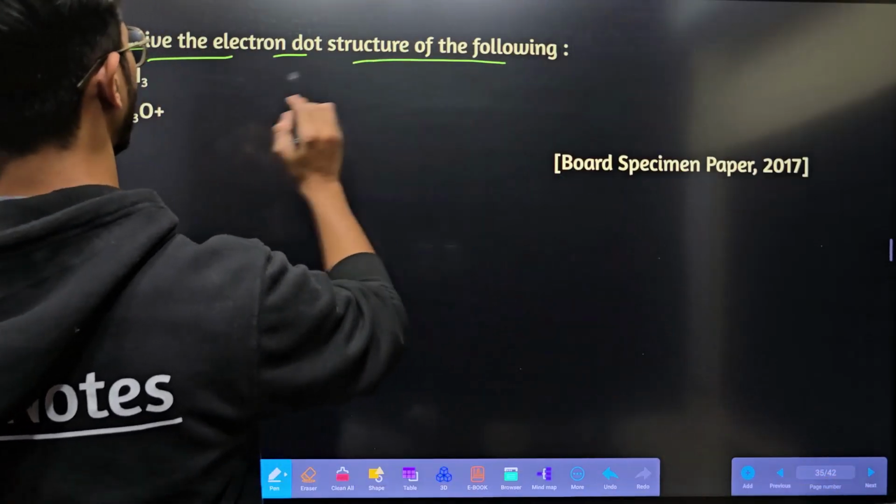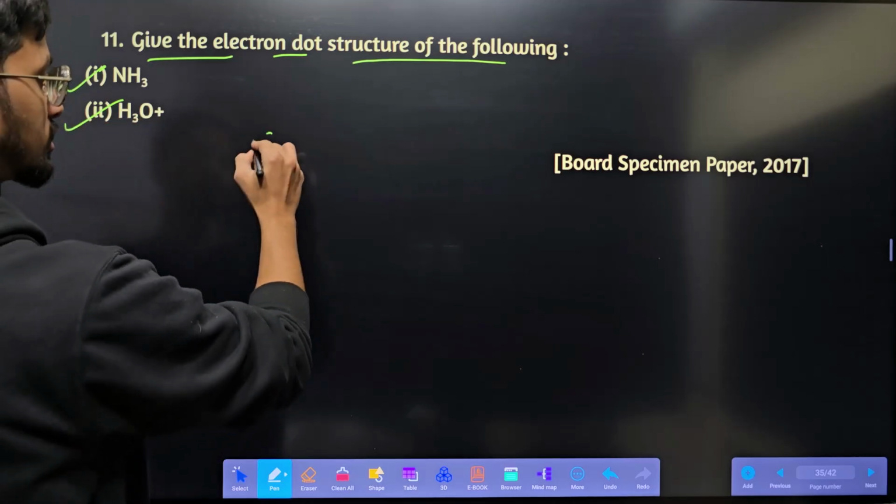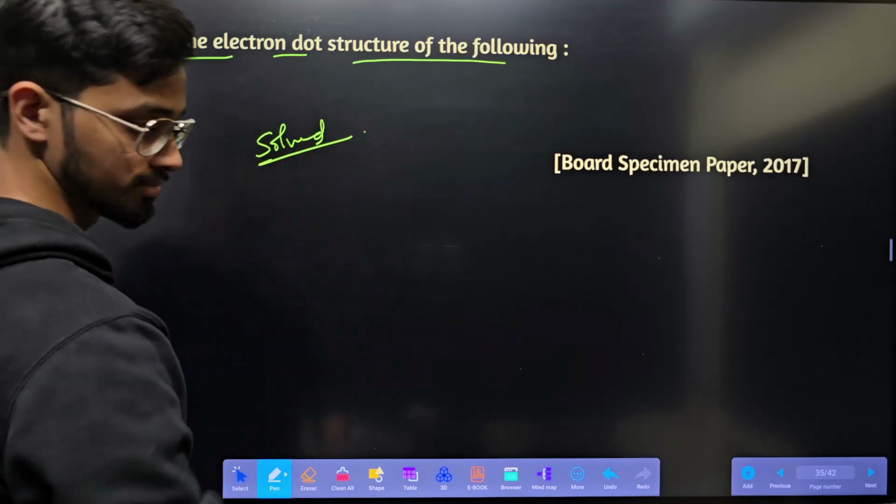Give the electron dot structure of the following: NH3 and H3O plus. Both we have solved this. Already done.